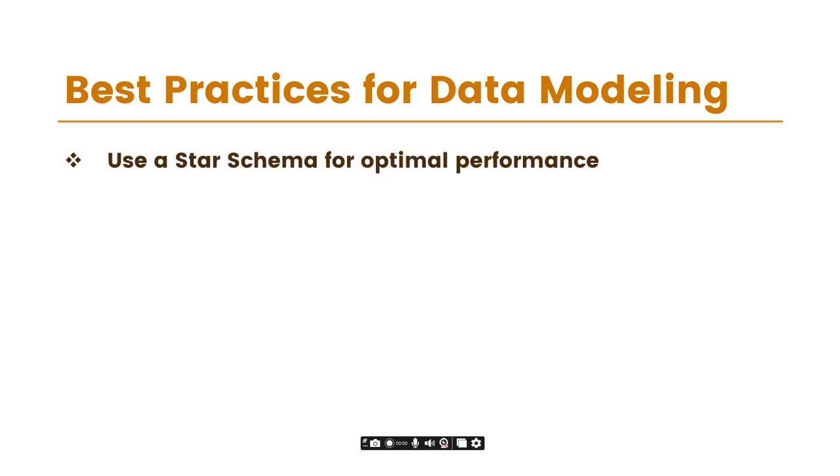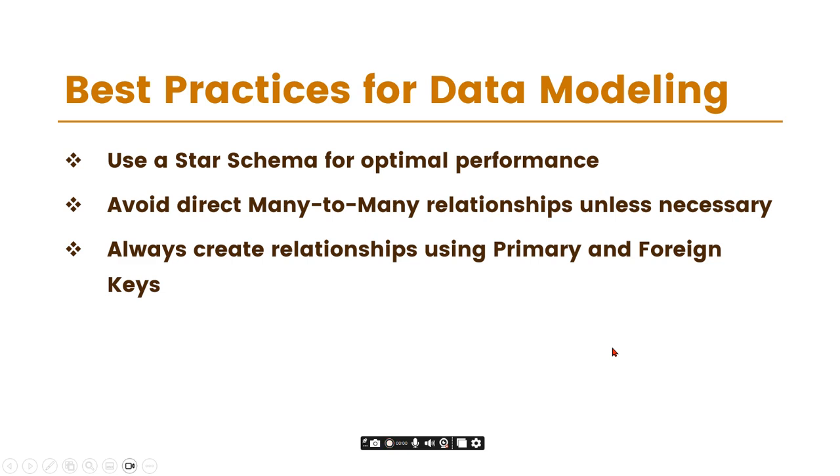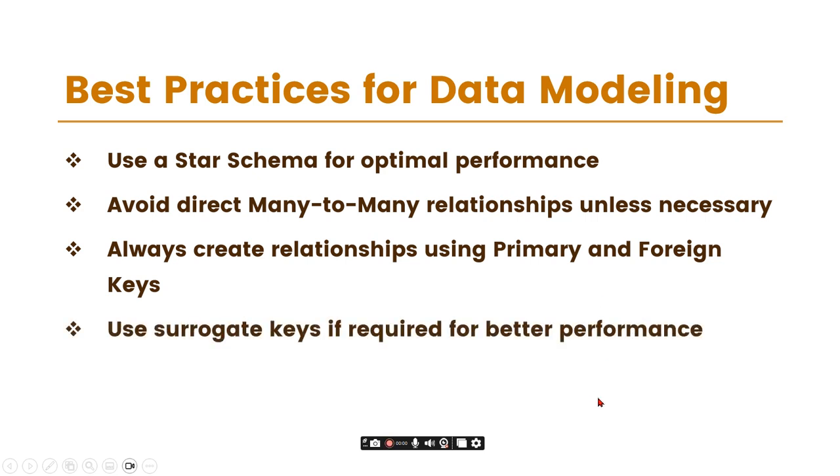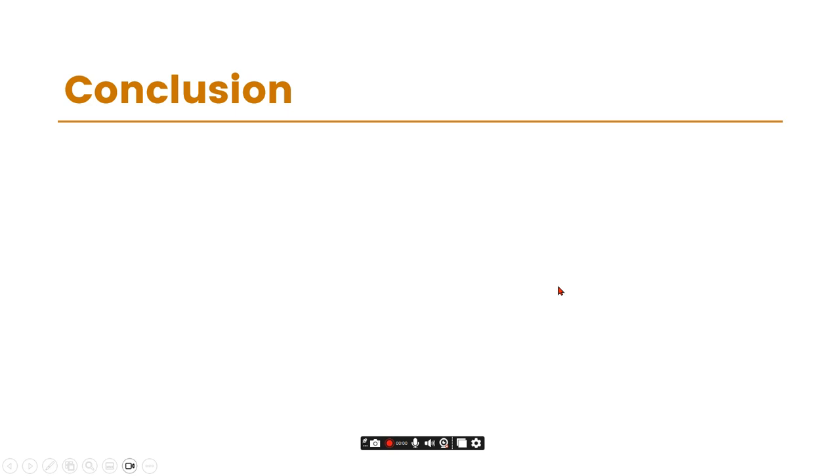You should avoid this as much as possible. What are the best practices for data modeling? Try to use the star schema for optimal performance. Avoid direct many-to-many relationships unless necessary. Always create relationships using primary and foreign keys. I just showed you the primary key and foreign key. Use surrogate keys if required for better performance, and optimize data types and remove unnecessary columns to enhance the speed.